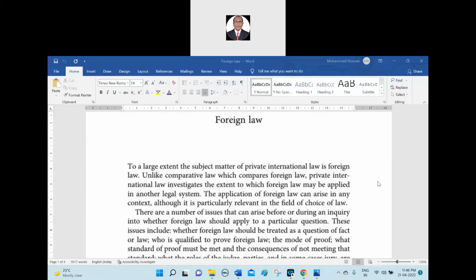Essentially, the application of foreign law can arise in any context, although it is particularly relevant in the field of choice of law. Now the question comes: when you want to choose the law, say the law of Tanzania, and the facts and the law are the same. Let us presume the law of Kenya, the facts and the law are the same, especially when the matter comes to breach of a contract, because almost the same contract law would be there in Tanzania as well as in Kenya.